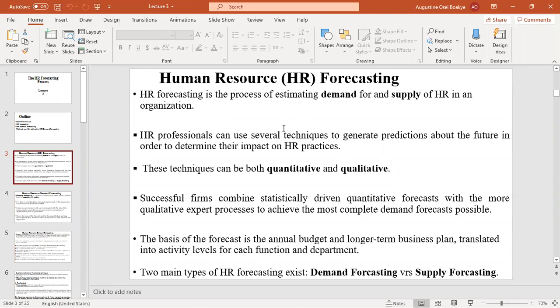That was just enlightenment. So, HR forecasting. When we talk about human resource forecasting, primarily it can be construed as the process of estimating the demand for and the supply of human resources in an organization. So in the broader sense, HR forecasting is only trying to make an estimate into the future as far as the demand for and the supply of human resources is concerned.